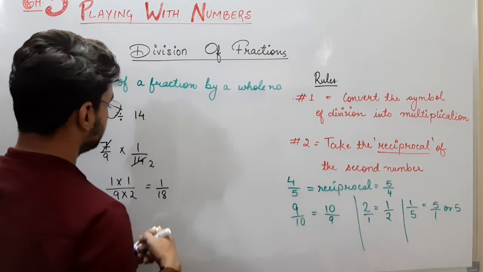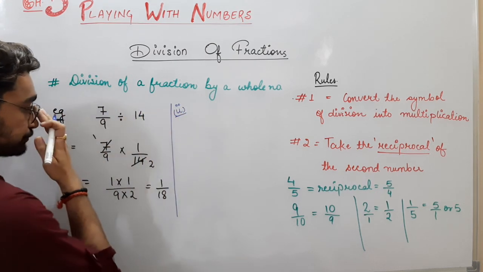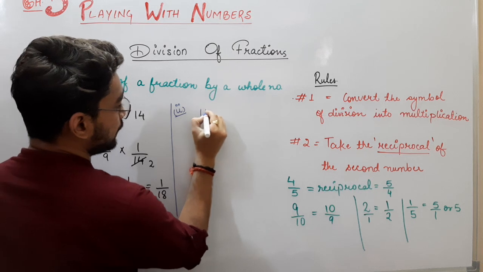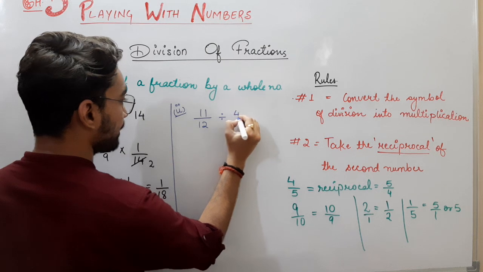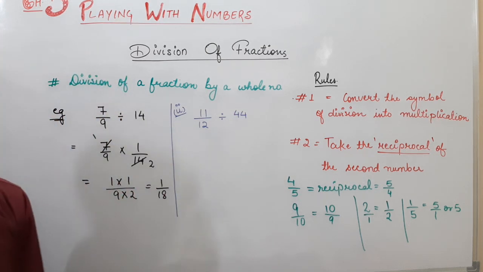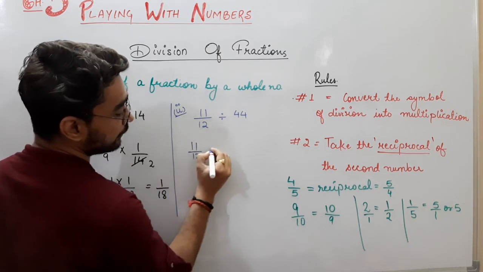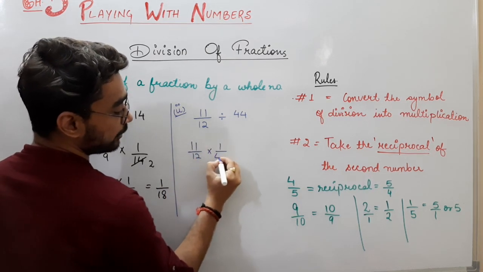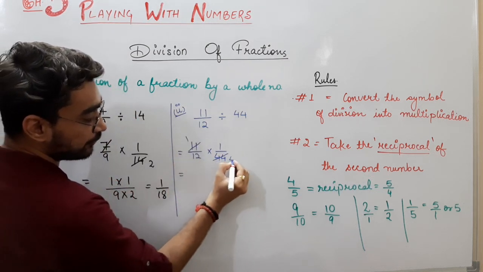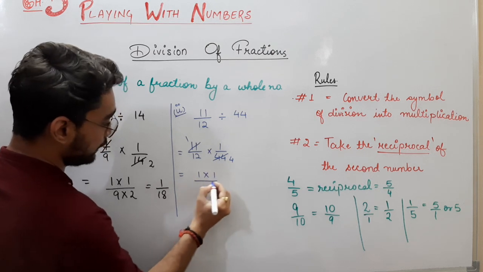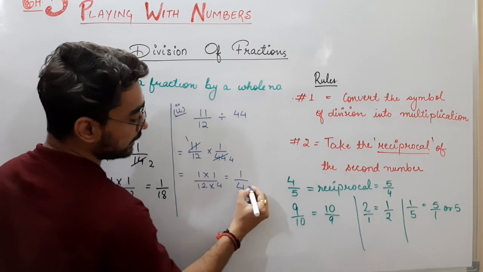Take one more example. Second part. 11 by 12 divided by 44. 11 by 12 into 1 by 44. 11 ones are 11, 11 fours are 44. 1 into 1 by 12 into 4. 1 ones are 1, 12 fours are 48. This will be my answer.